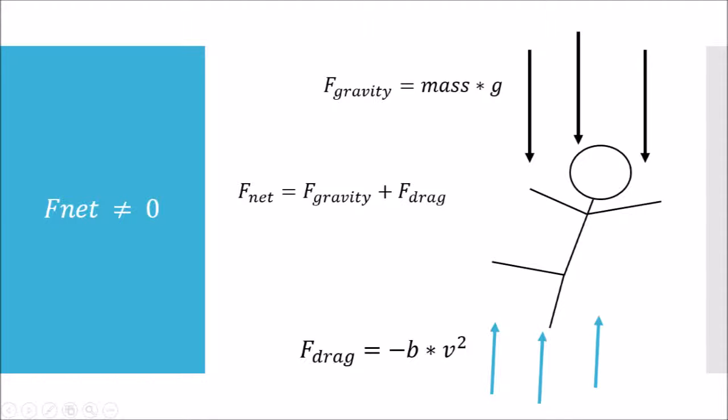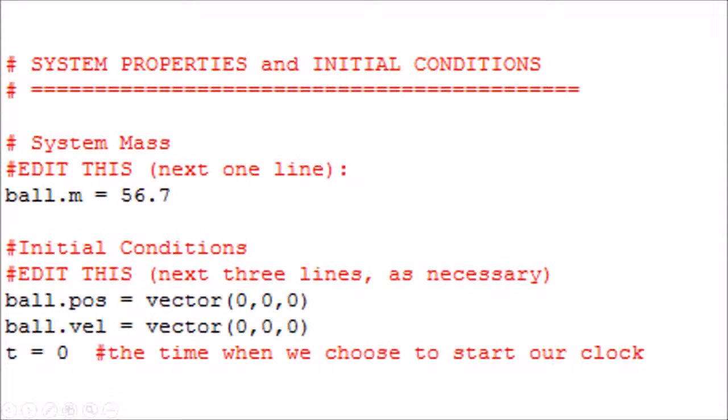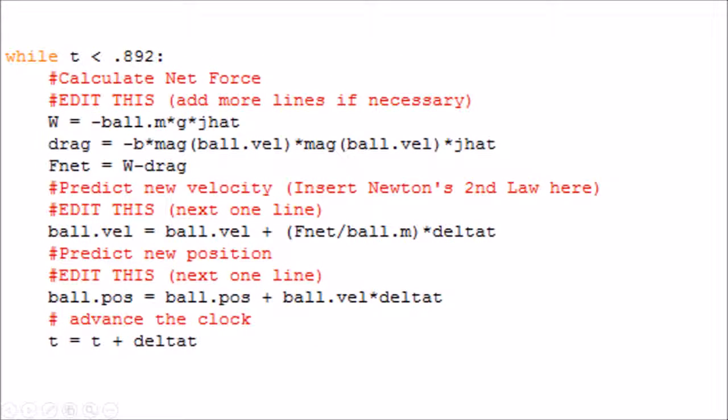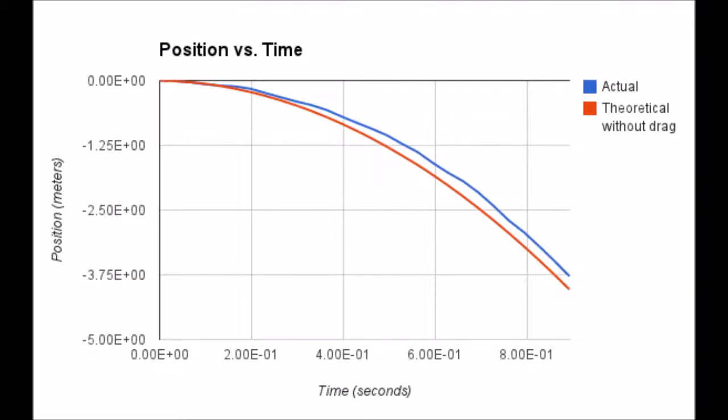For my initial conditions, I'm setting the position equal to 0, 0 and the mass to 56.7 kilograms. For my first run, I'm setting my B constant equal to 0 because we want to see what happens when there is no drag force acting on the model. As you can see, there's a slight discrepancy between the actual data and the model predicted using VPython.